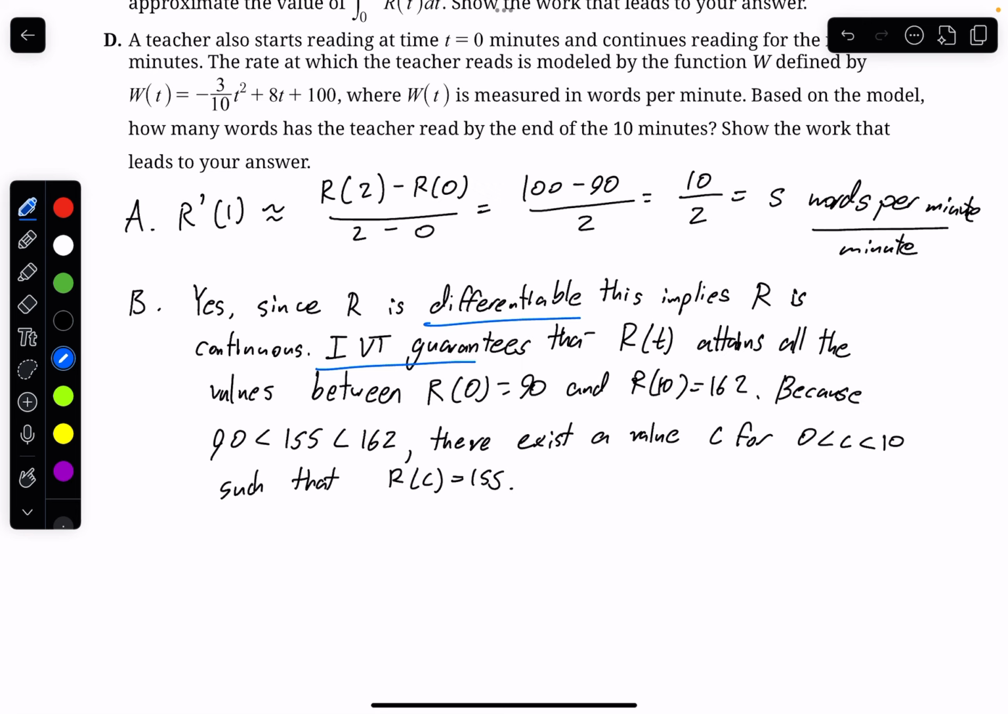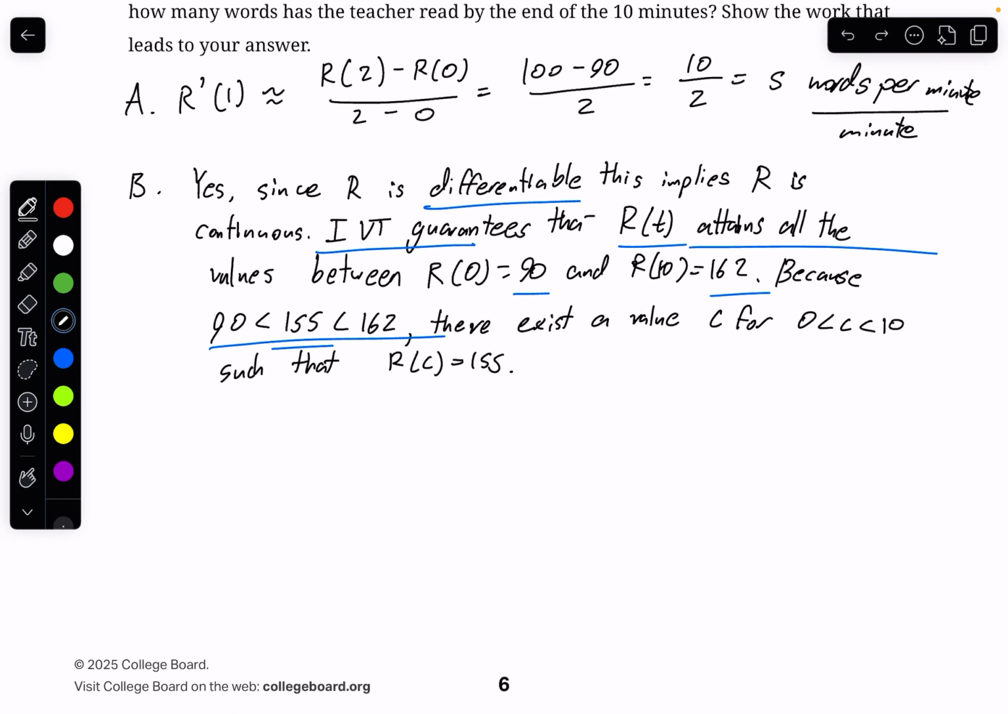You also have to mention IVT, and what is a guarantee? It guarantees that R of t will attain all the values between the bounds, 90 and 162, because 155 is in between that interval itself. So those are the key points right there. And the answer is yes. If you didn't get yes, then unfortunately you won't get any points for that question.